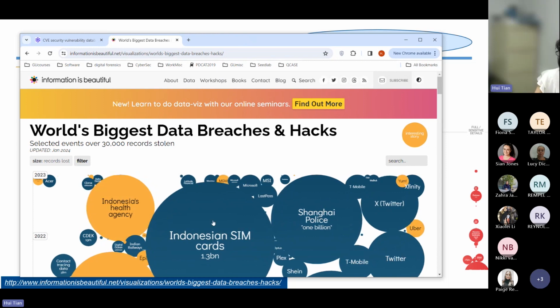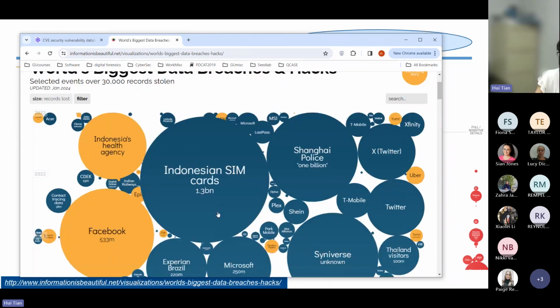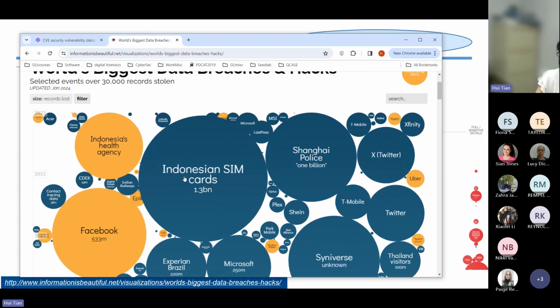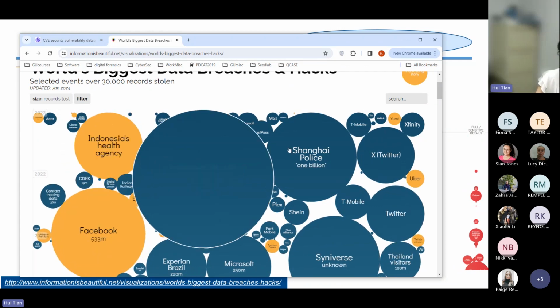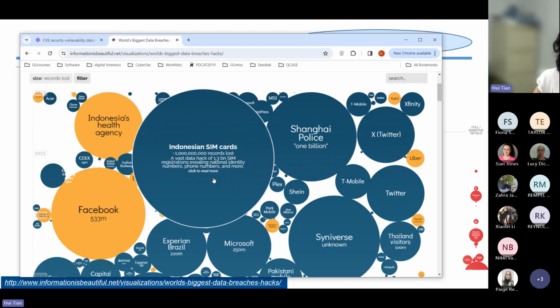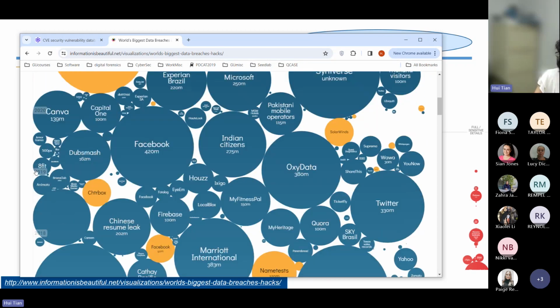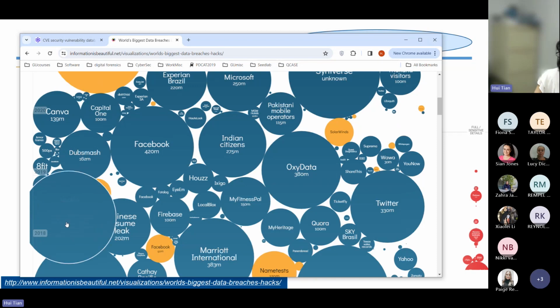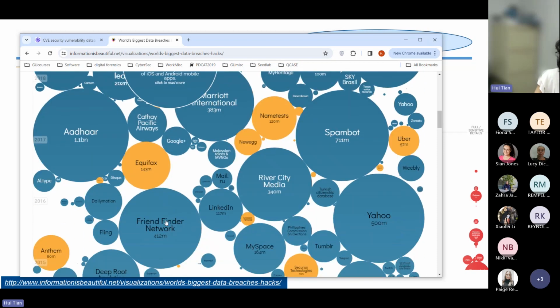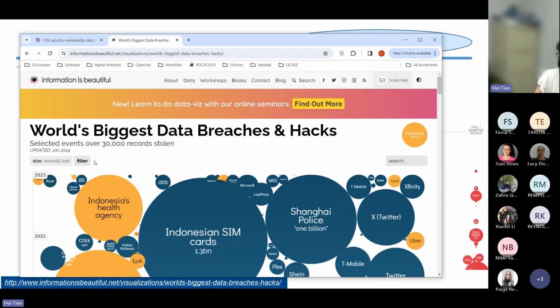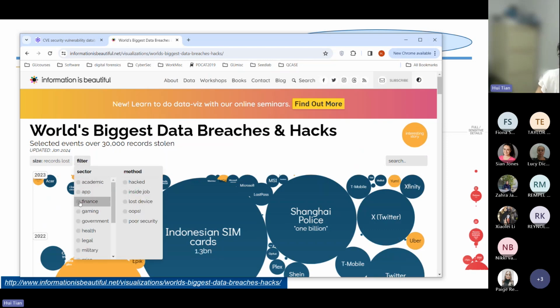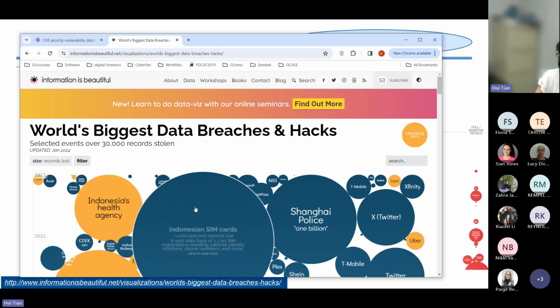So you can see in the world we have many different companies, in different domains such as social media, government sectors, and sometimes banking. If we scroll up and down, it shows different years, what type of breaches happened in which company, and you can see that quite clearly. If we use a filter, we can look especially at, for example, the finance or health sector. How big the dot is represents how severe the hack is.